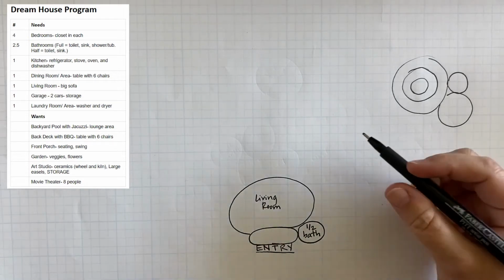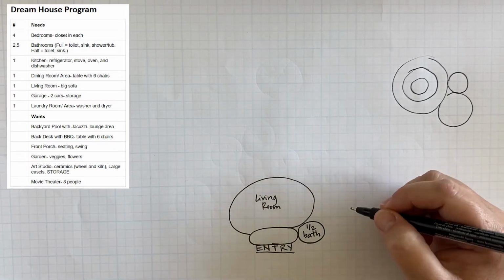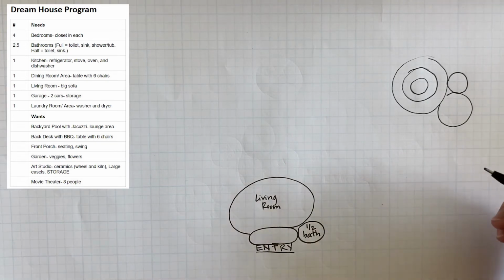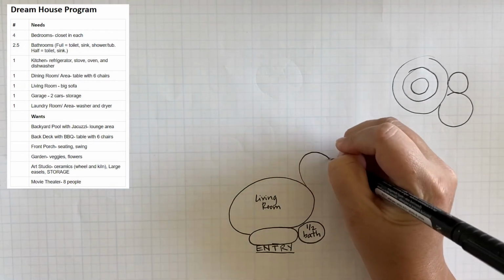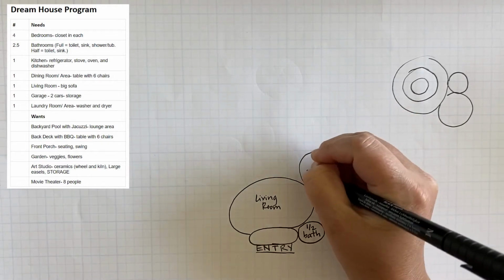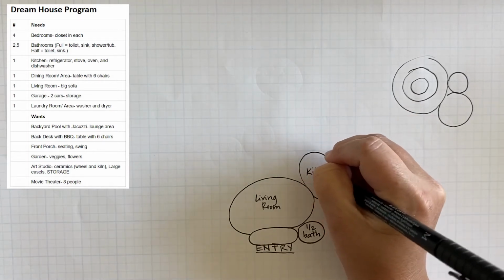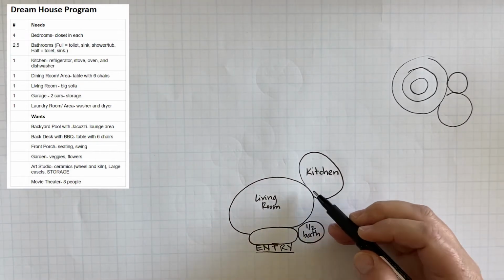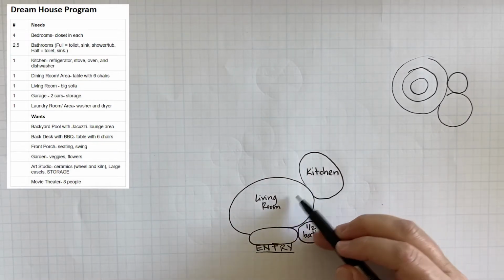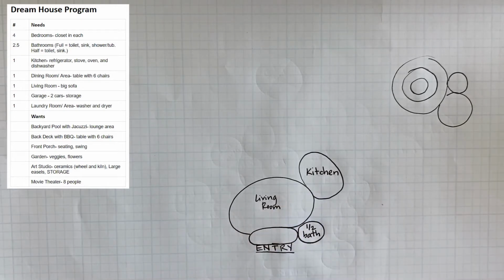A lot of times when people come over, they are also there to eat, right? We like to feed people. So let's make sure our kitchen is really close to the living room. That way, if we're bringing in some snacks or some drinks, we can be very close to the living room and we won't have that far to go.